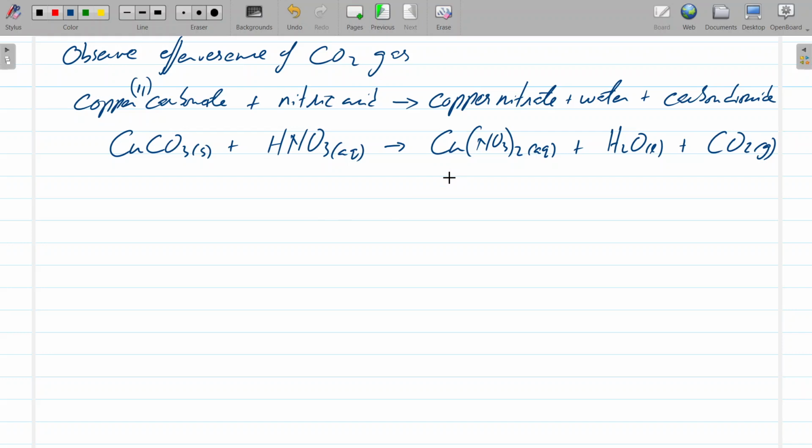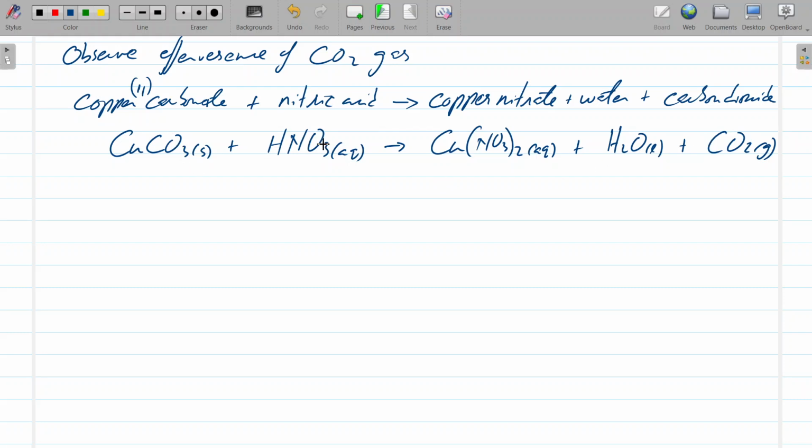Is it just the oxygen that's not balanced? Copper is balanced. You've got one copper here, you've got one copper here. The one beside copper is carbon, if I'm not wrong. Carbonate, yeah. Look at carbon. How many carbons do you have here? You've got one carbon over here, you've got one carbon over here. So that's balanced.